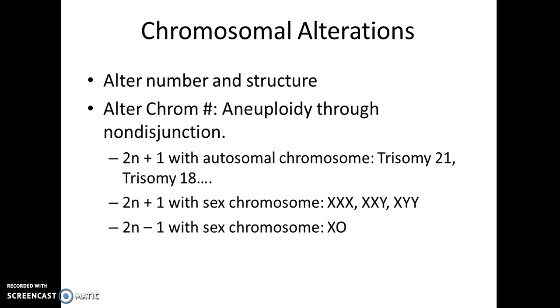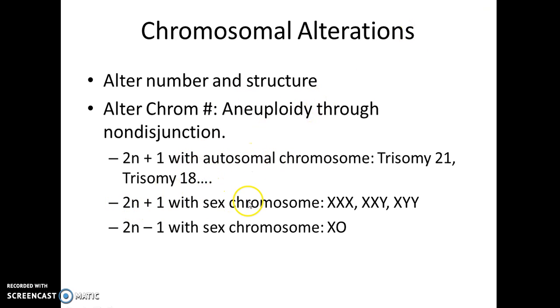If you have 2n, which is 46, plus 1, you will have 47 chromosomes. So trisomy 21, which is Down syndrome. Trisomy 18, which is Edwards syndrome. That is 2n plus 1, 47 chromosomes, with autosomal. These are not the sex chromosomes.